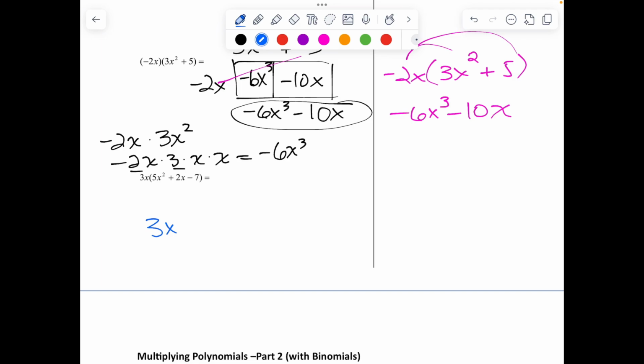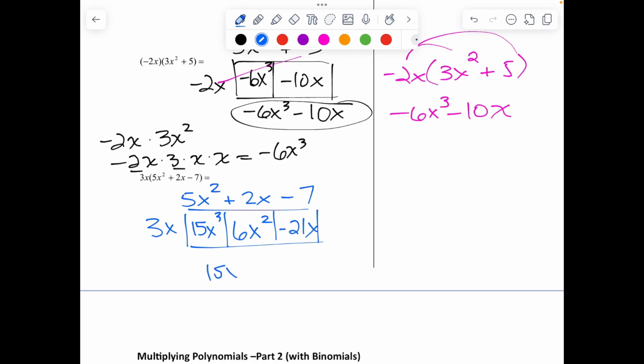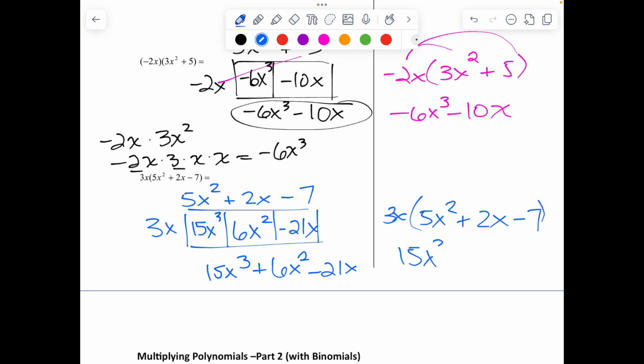So here we have one that's a triple distribution. We're taking one number, or a monomial, and multiplying it by a 3-term, or a trinomial. So I'm going to get 15x to the third. 3 times 2, 6, x times x, x squared, and then 3 times negative 7, negative 21x. So I'm going to get 15x to the third plus 6x squared minus 21x. Similar idea, I could use the distributive property to get me the same thing.